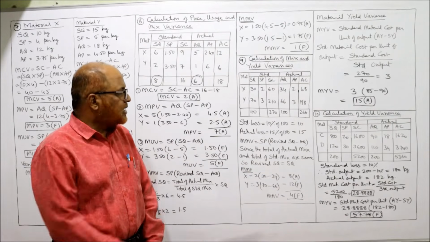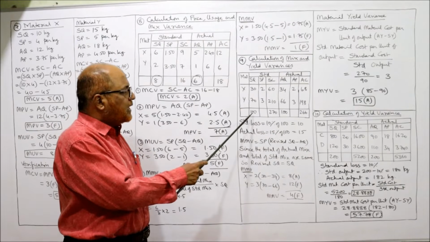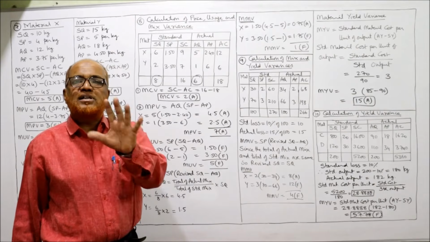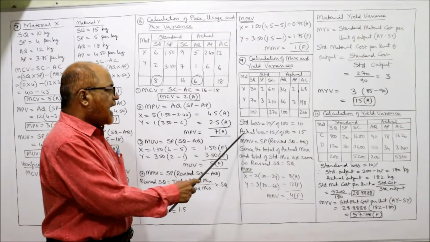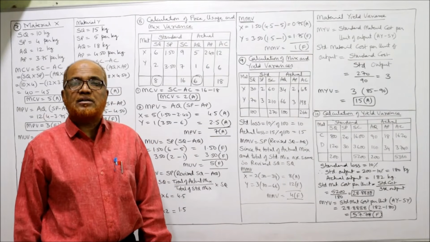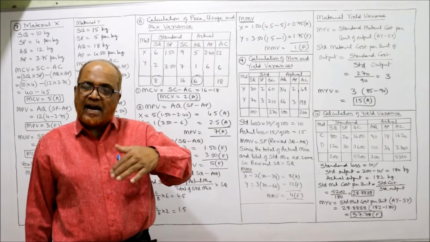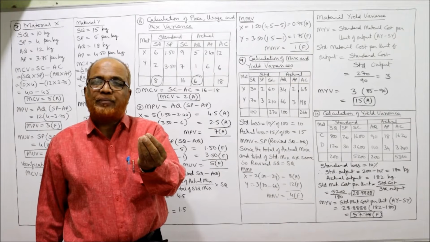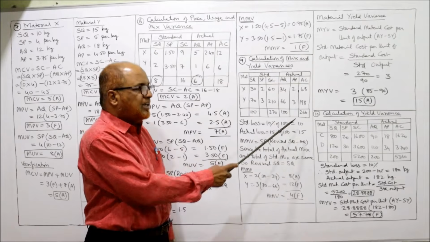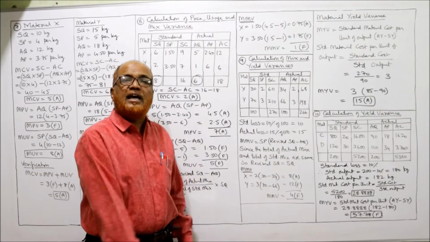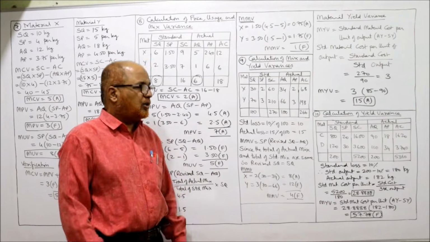Now we'll make the calculation. Standard loss is 10% of 100. Actually input, how much we are putting? 100 kilogram. 10% is the loss. So 10% of 100, 10 units, 10 kilogram. Actual loss, 15%. 15% of 100, 15 kilogram. That means the standard output should be 90 kilogram. Actual output is 85 kilogram. 100 minus 10, 90. 100 minus 15, 85. It should come out 90 kilogram, but only 85 kilo came out.